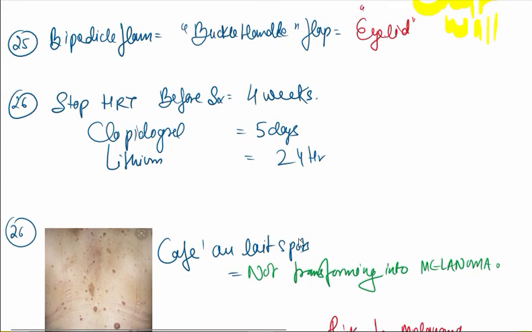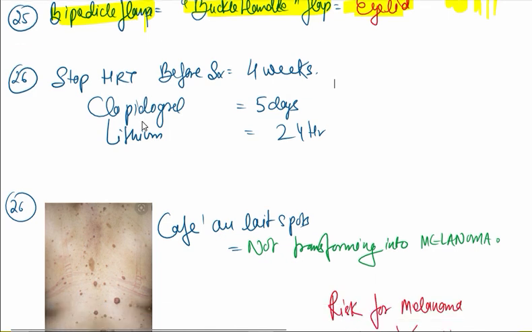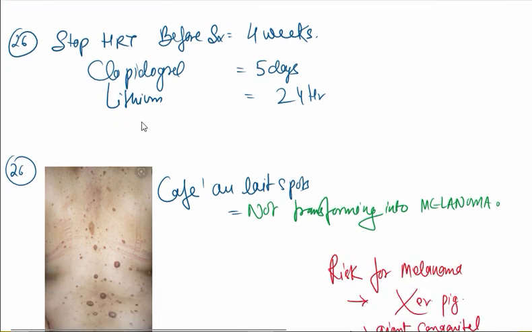Next one, bipedicled flap. It should be a bipedicled flap. Okay, a bipedicled flap is a buccal handle flap, and this is used to repair the eyelid. Next one, when we have to stop hormone replacement therapy before surgery, this is 4 weeks before. HRT should be stopped 4 weeks before elective surgery. Clopidogrel at least 5 days before, and lithium 24 hours before.